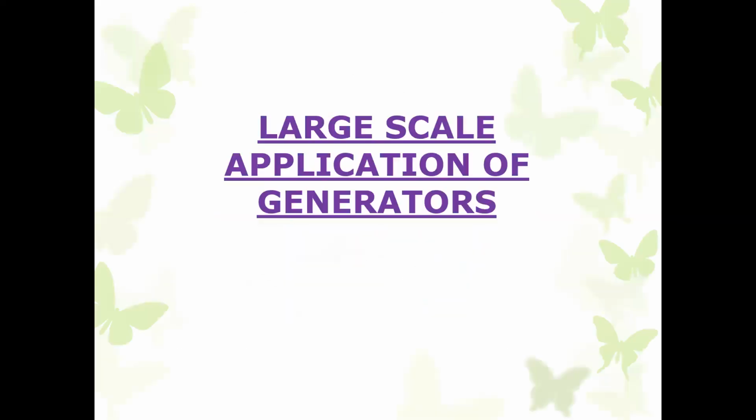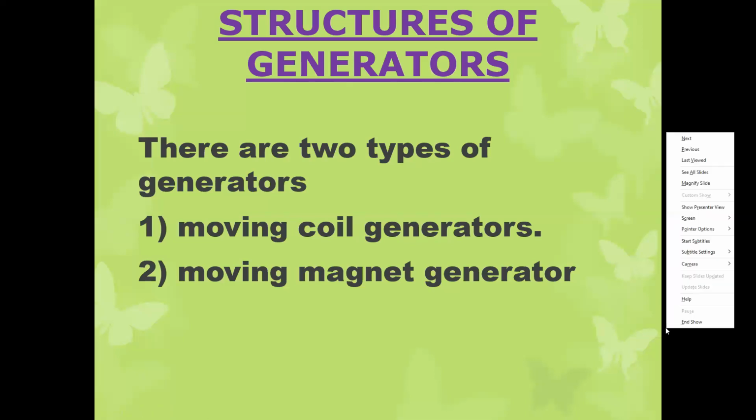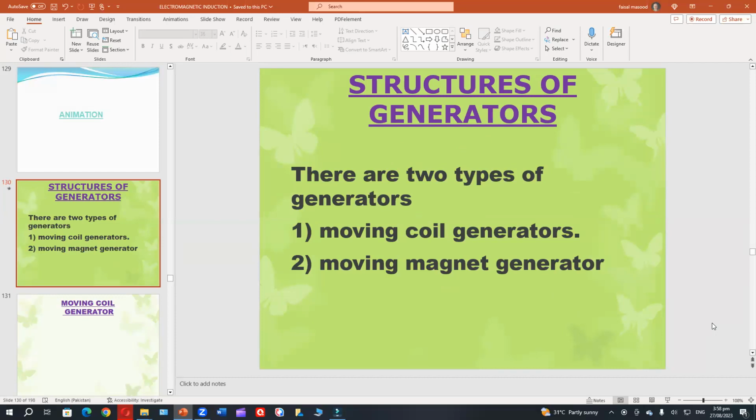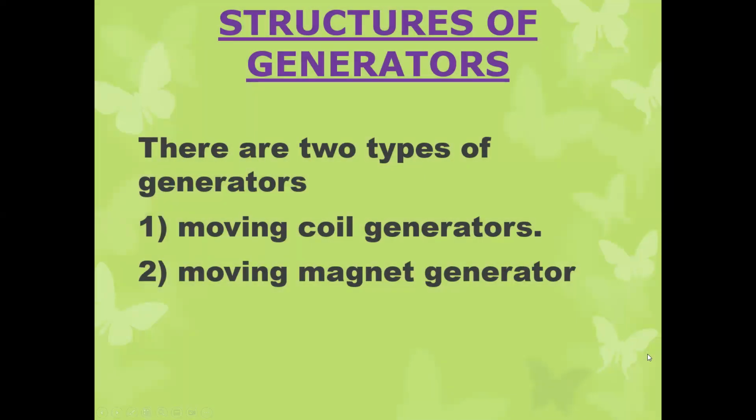So there are two types of generators. Now, we have discussed it, but we have to write it. We will write it in our next class. You just give the heading, structures of generators, and copy these two types. Moving coil generator, you have copied it.